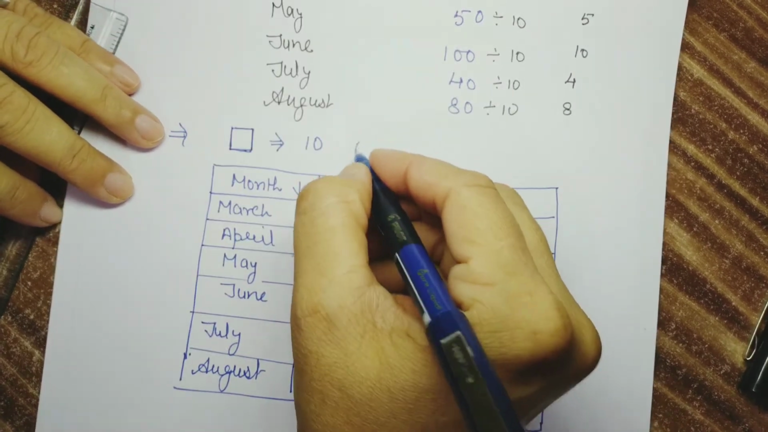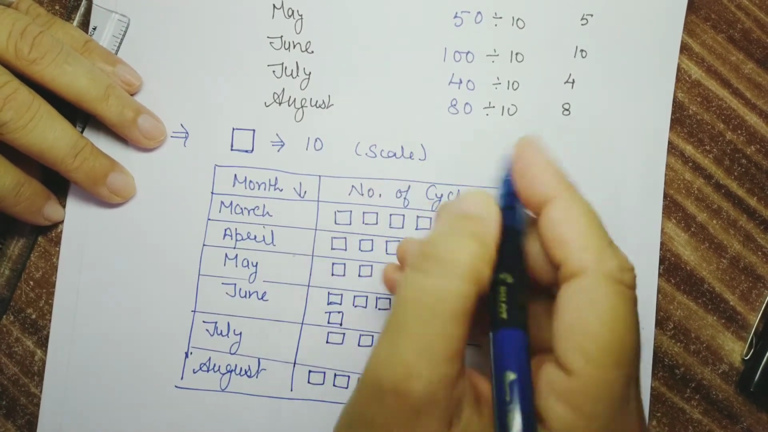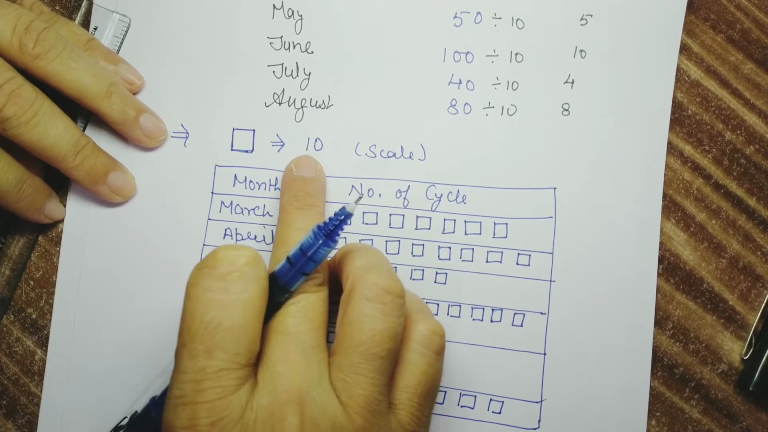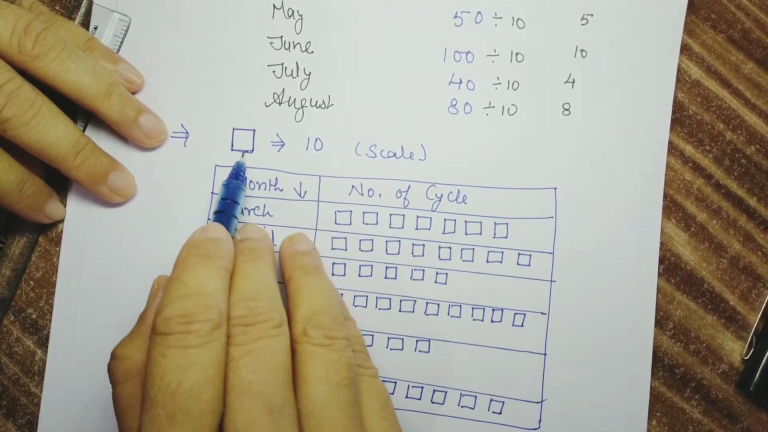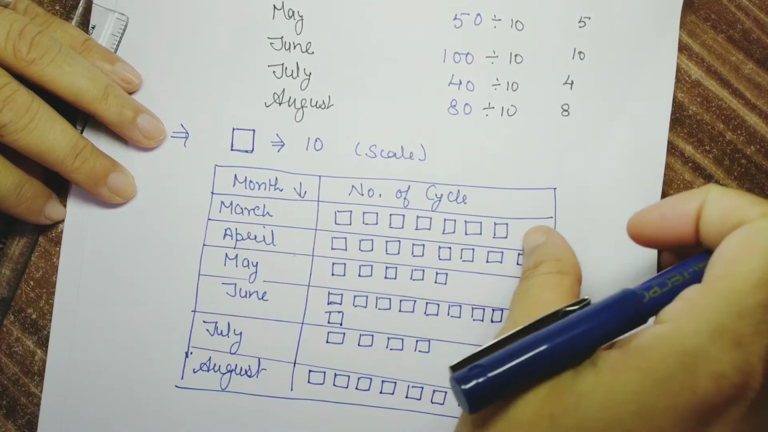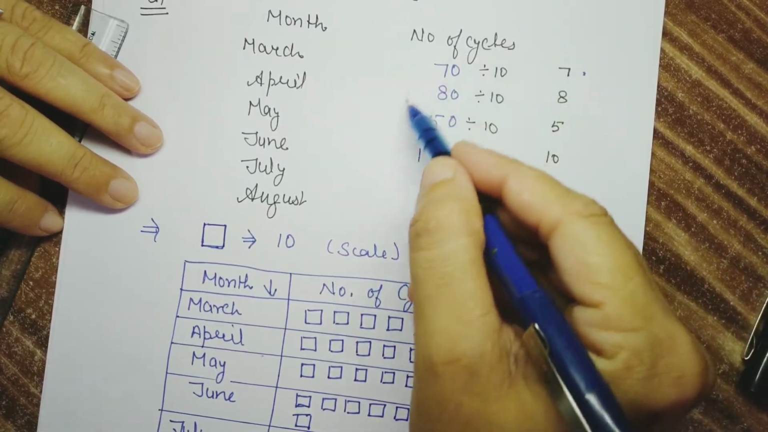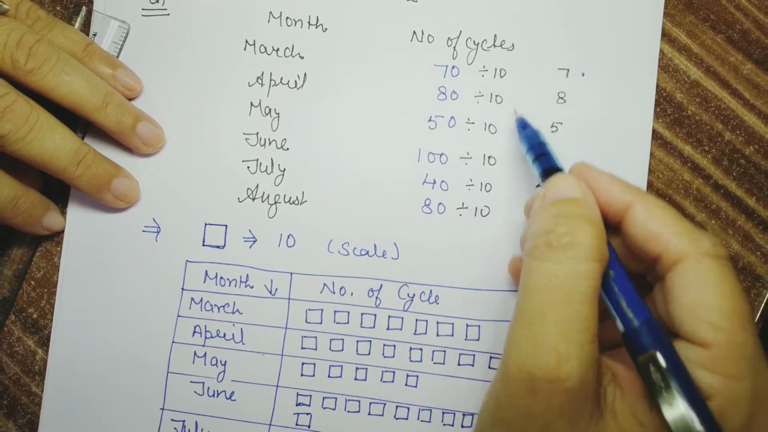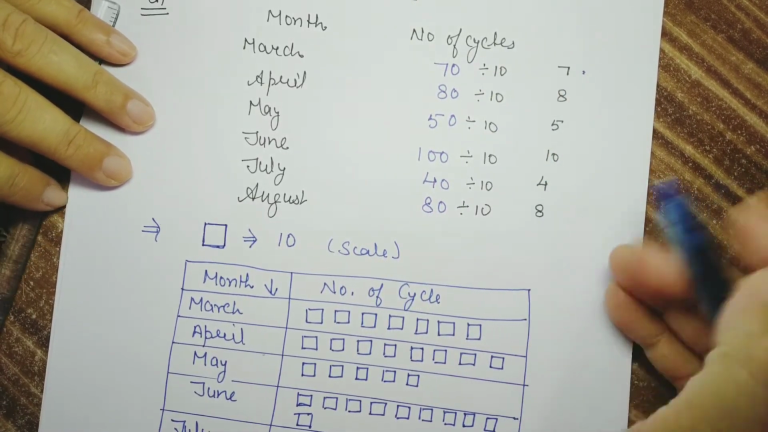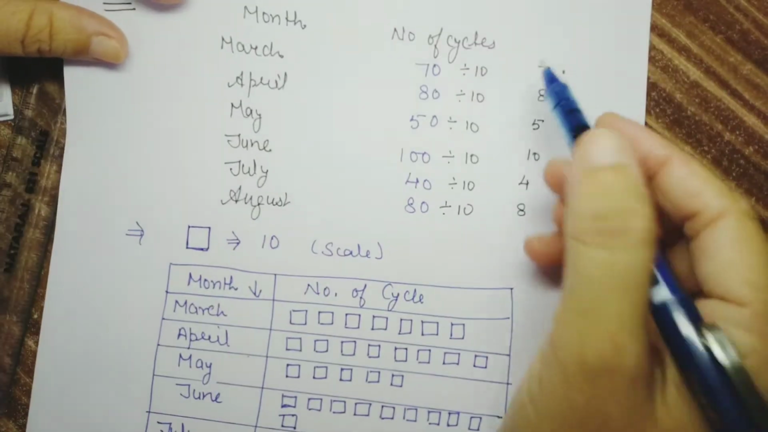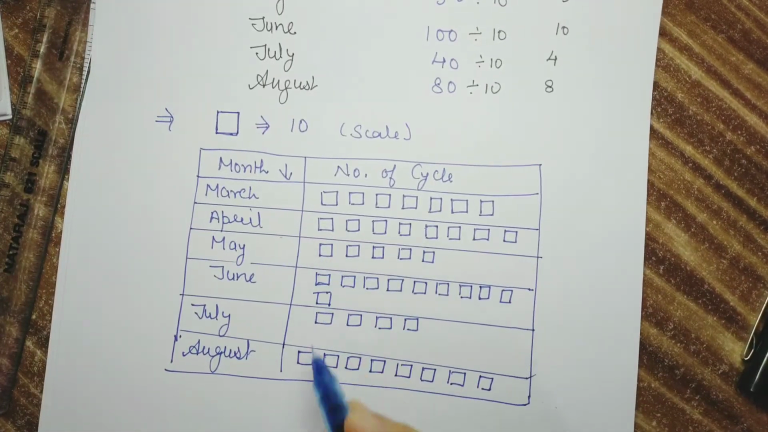The important thing: first one is the scale. You have to decide what scale you are taking to represent the pictures. So here this one box equals 10. Then according to the scale, we divide the frequency by that scale and we get the number of pictures, how many pictures we have to draw, and according to this number we draw the pictures.